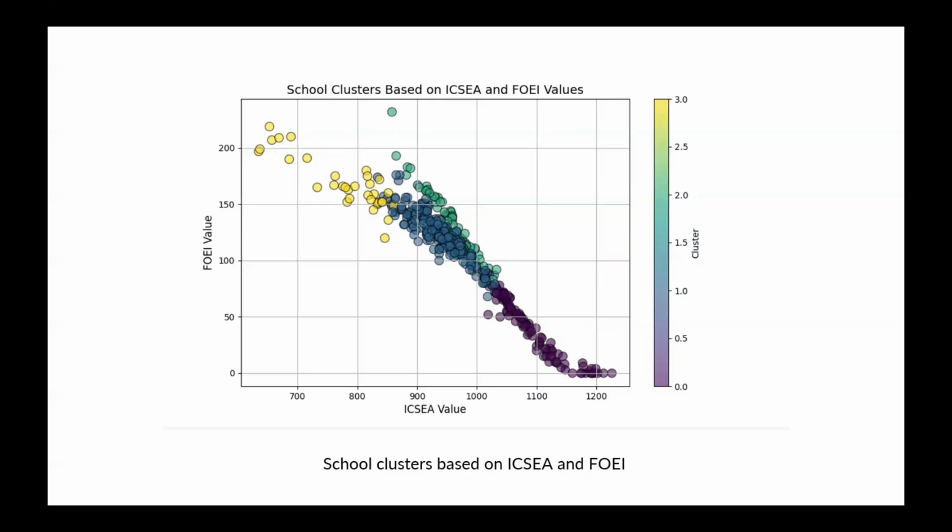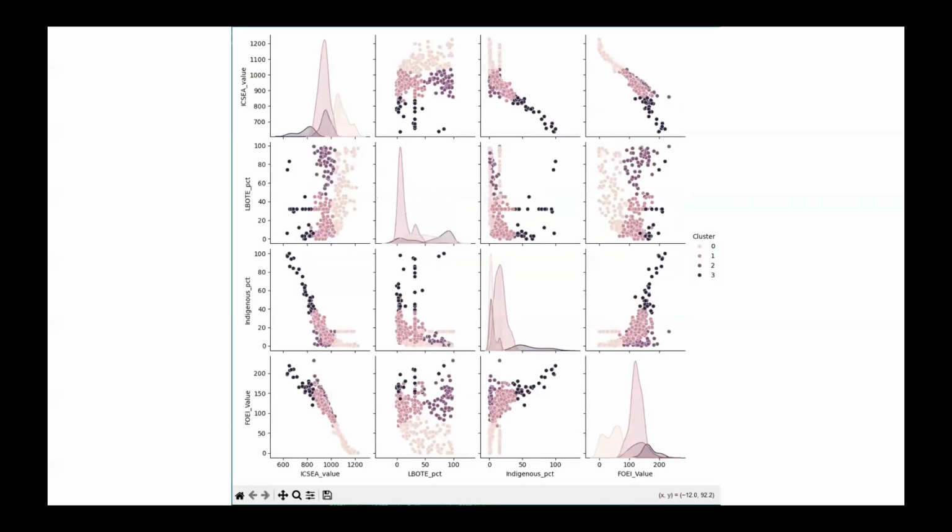As you can see in the chart here, we can see an inverse correlation between ICSEA and FOEI, which is to be expected. With this graph, we can identify the clusters with lower ICSEA values and higher FOEI values, especially cluster 0, that may benefit from targeted support to address educational inequity and resource allocation.